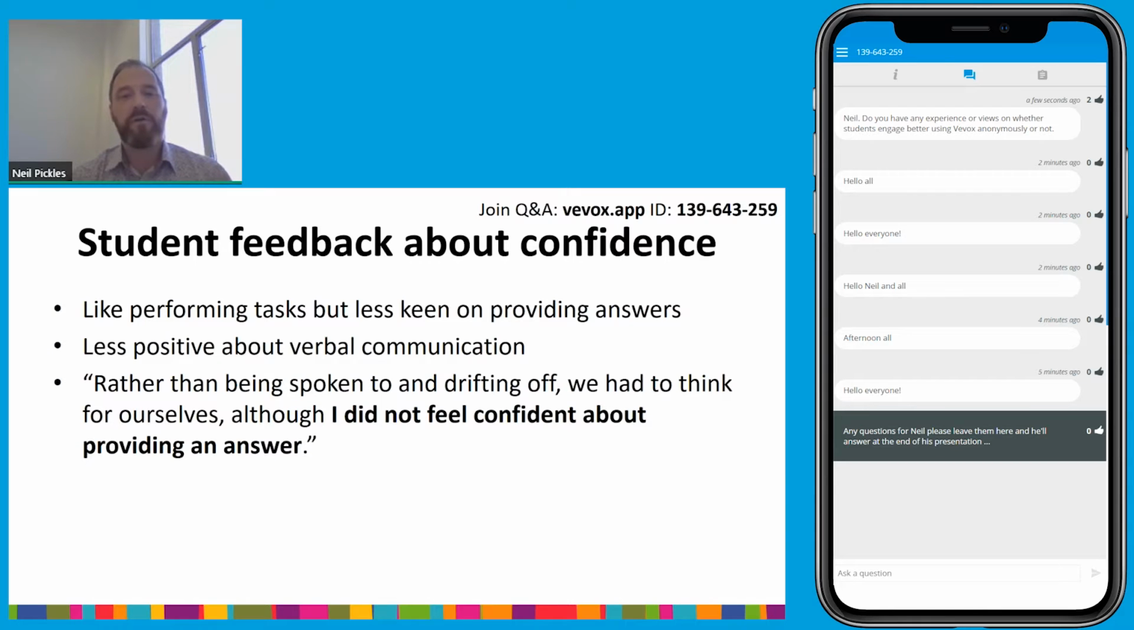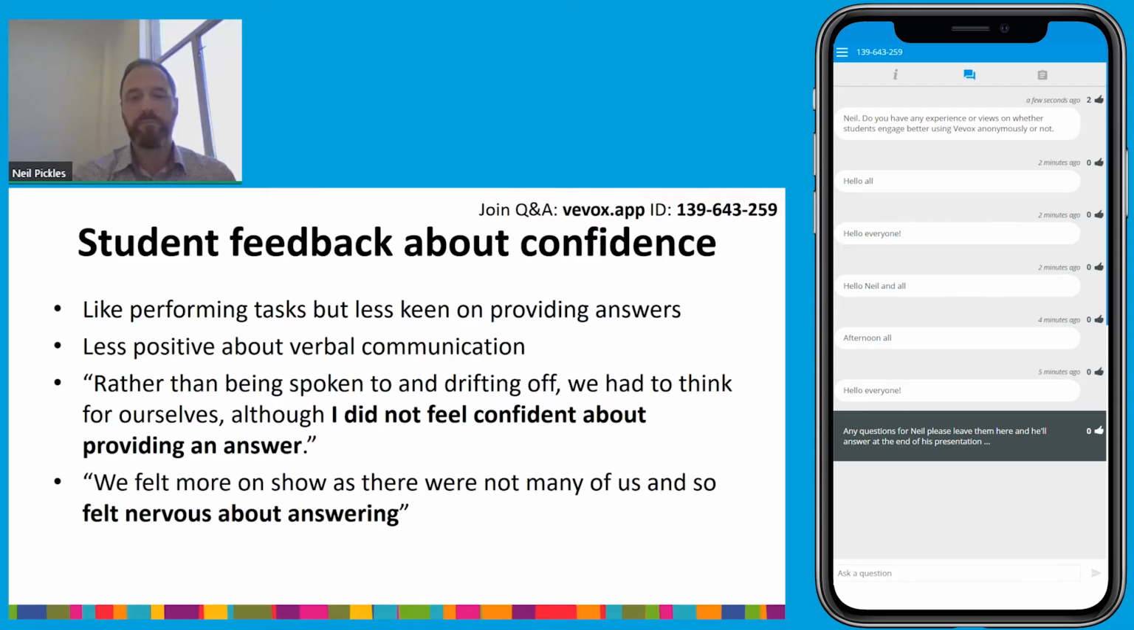In terms of being given tasks, they were positive about being given tasks because rather than being spoken to and drifting off, they had to think for themselves. But many students didn't feel confident about providing an answer. And again, within a small group, often students feel more on show. And so they felt nervous about answering because when you answer in a small group, you're readily identifiable, which isn't the case when you're in a very large group.